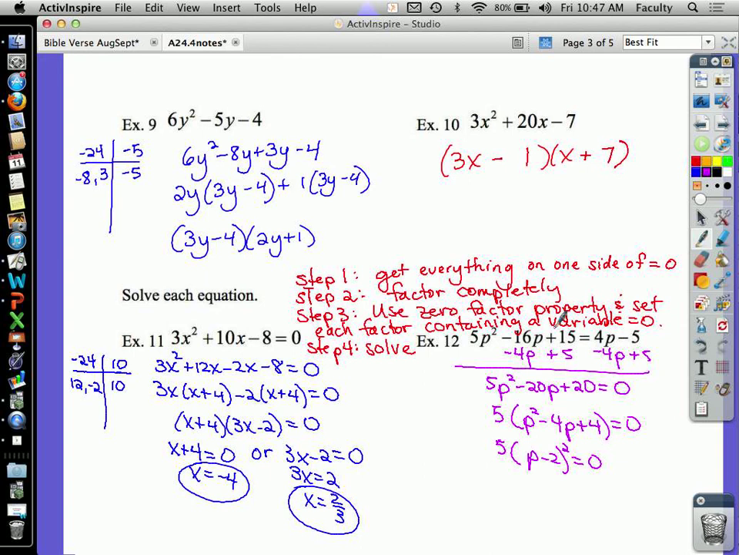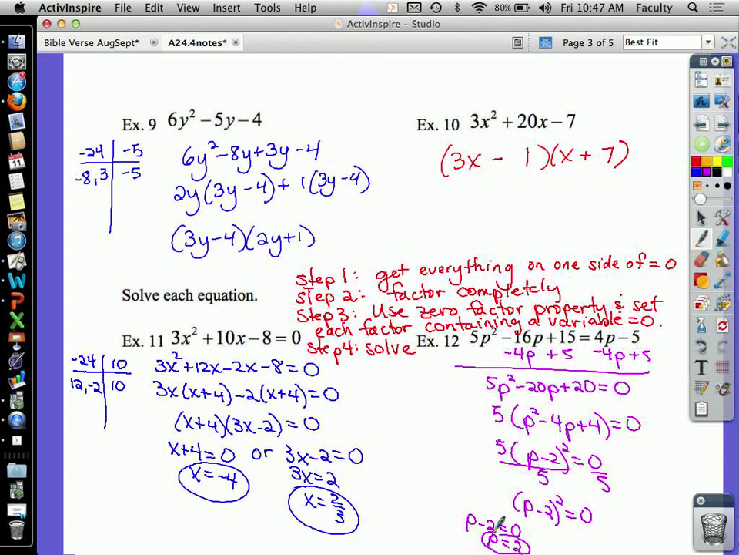So I'm not going to set 5 equal to 0, and let me explain why you don't do anything with just a constant. If I divide both sides by 5 because it's an equation, you still get equals 0. So I don't really have to divide by 5, but when you use the zero factor property, you don't ever use just a constant, okay? So then we're going to set p minus 2 equals 0 and p equals 2.